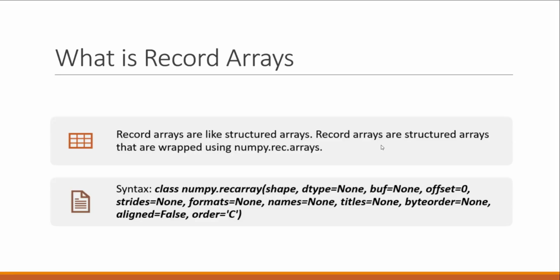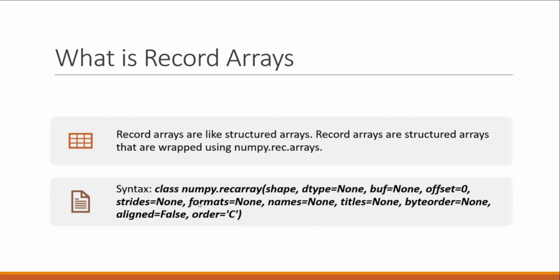Record arrays are similar to structure arrays, and record arrays are structure arrays that are wrapped using the numpy.record.arrays function. By using record arrays, we can access arrays using array attributes instead of array indexes. They have a special data type, which is numpy.record, and this data type enables field access as an attribute. We use the numpy.recarray function for constructing record arrays.